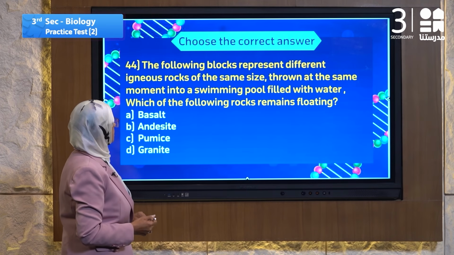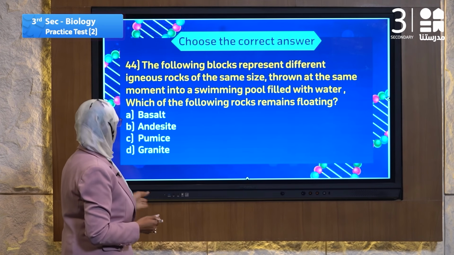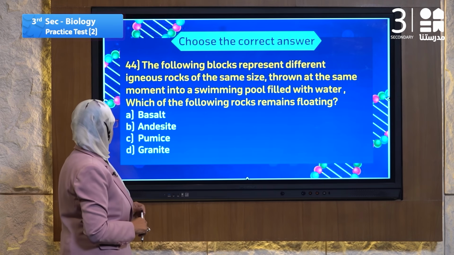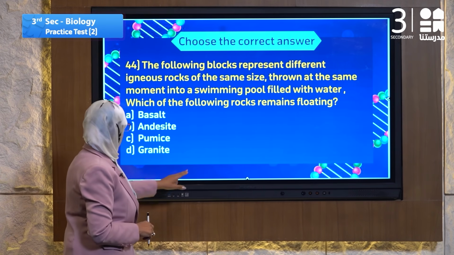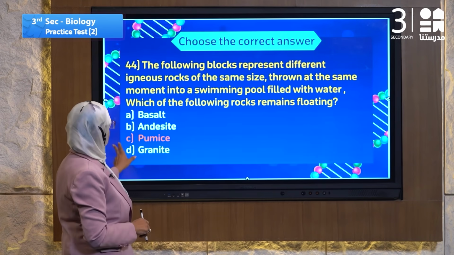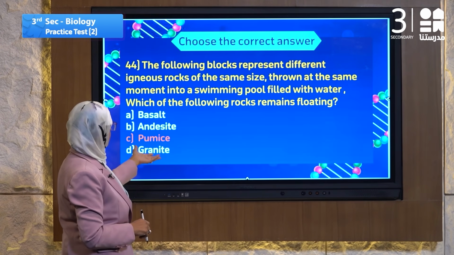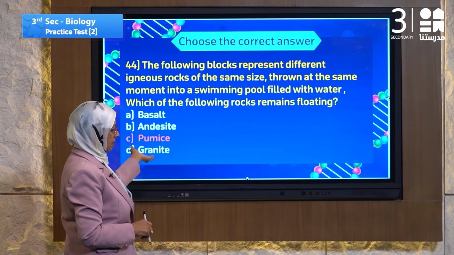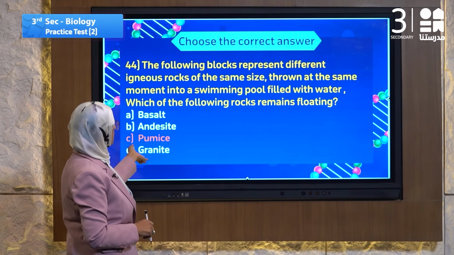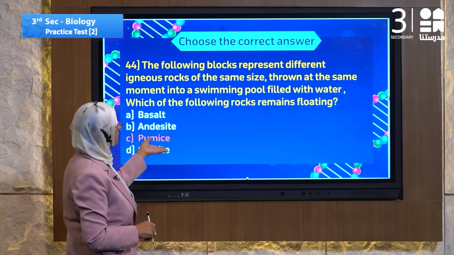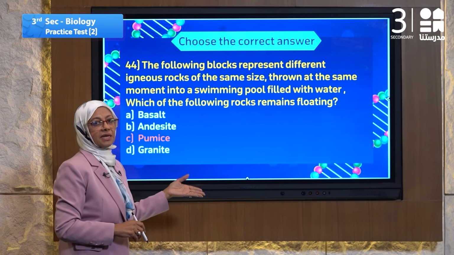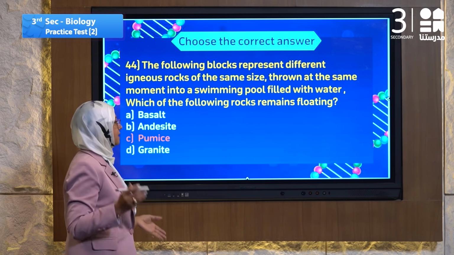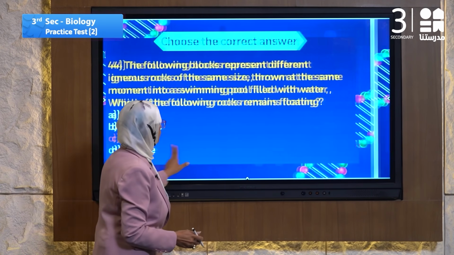There are many types: basalt, andesite, pumice, granite. So the answer will be pumice, because it will float. Float means its density is less than 1 gram per cubic centimeter, less than the density of water.